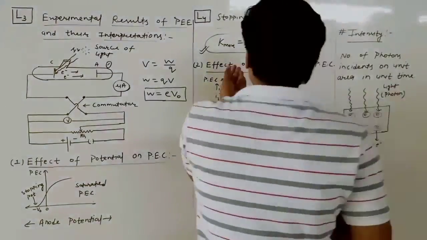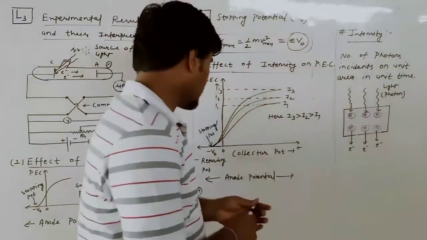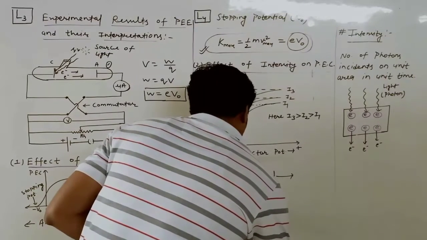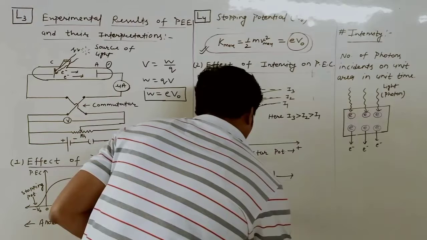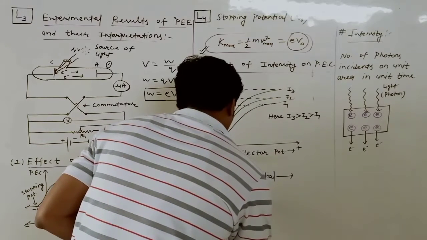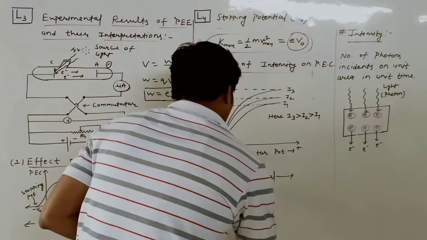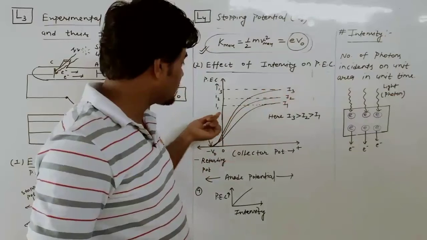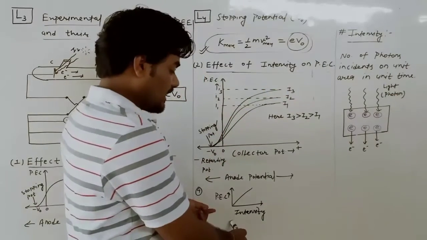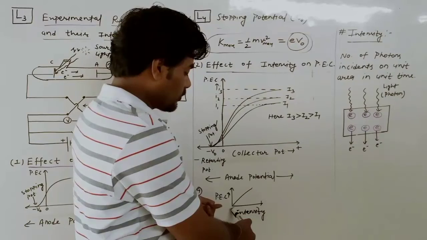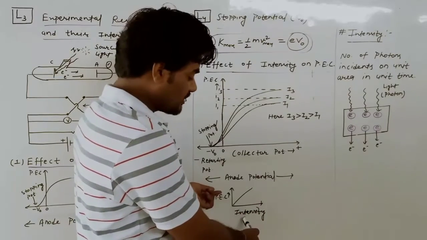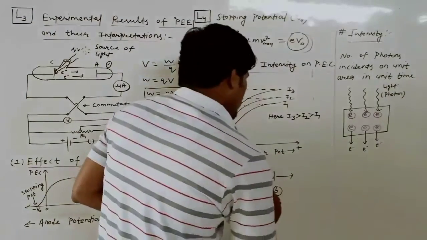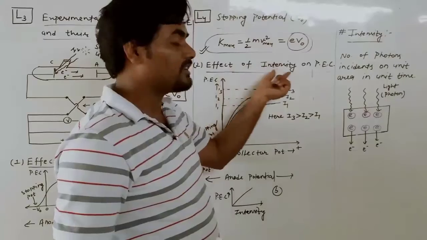The dependence of the intensity on photoelectric current can be shown by plotting the direct graph between the intensity and current, and this will be a straight line. So it is clear from this graph that as the intensity of the light increases, the photoelectric current increases, or the photoelectric current is directly proportional to the intensity of the light. Now second point. So this is the effect of intensity on photoelectric current.